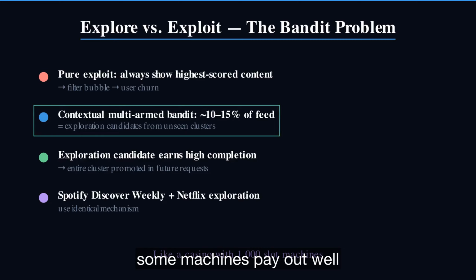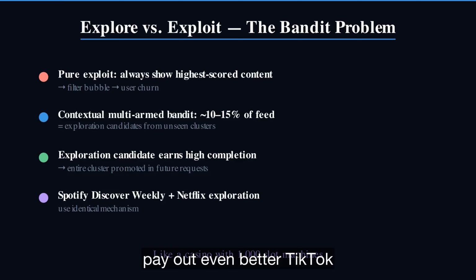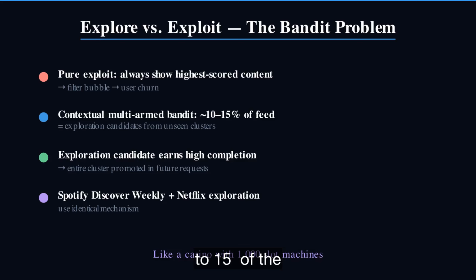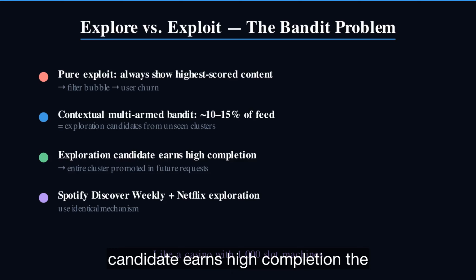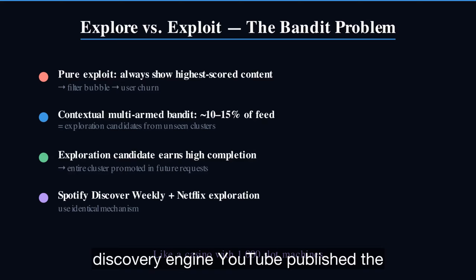You know some machines pay out well, but you keep trying unknown machines occasionally because one might pay out even better. TikTok injects exploration candidates, roughly 10 to 15% of the final feed, chosen from content clusters the user has not seen before. If the exploration candidate earns high completion, the system promotes that cluster. Spotify uses the same mechanism for Discover Weekly. Netflix calls it their exploration policy. It is the mechanism that turns a recommendation engine into an interest discovery engine.